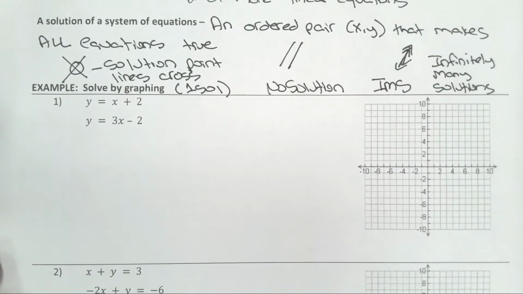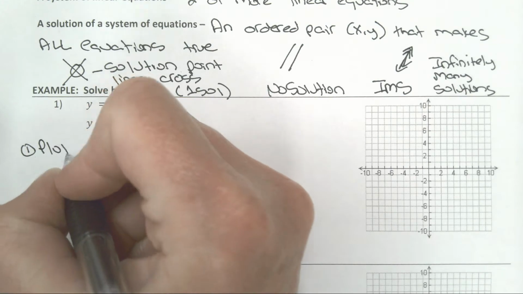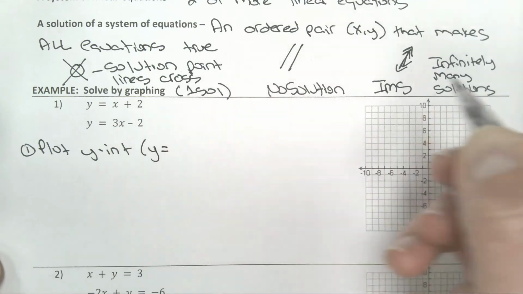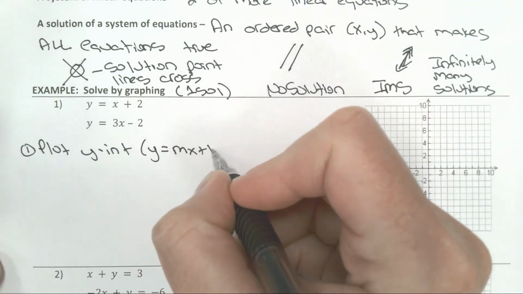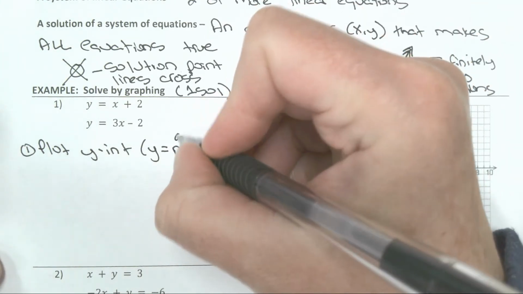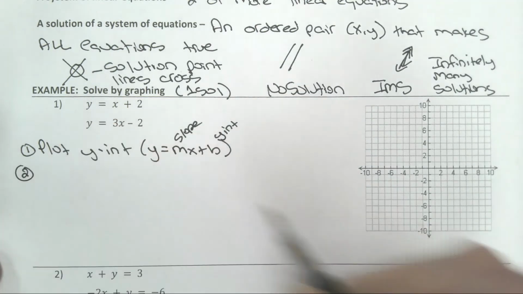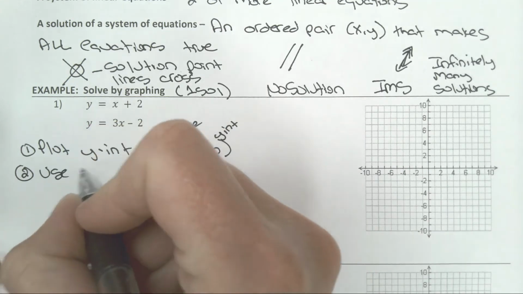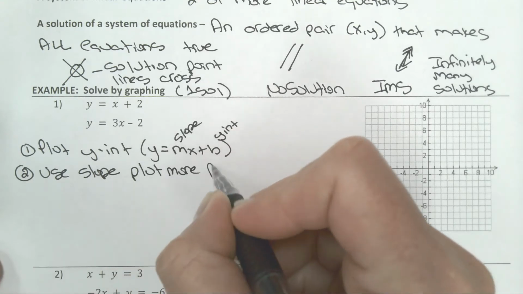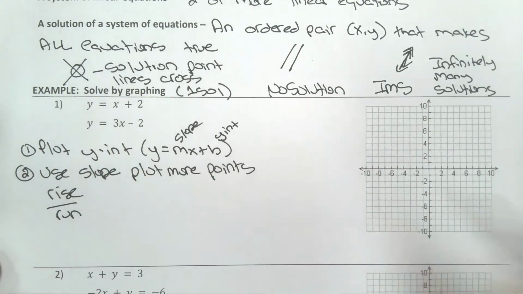All right, so let's graph these. Step number one, you're going to plot the y-intercept. In general, I like them in the form y equals mx plus b. Remember, your b is your y-intercept, and the m is the slope of the line. Step number two, you're going to use slope to plot more points. We're talking rise over run.